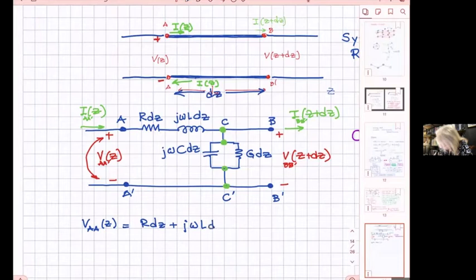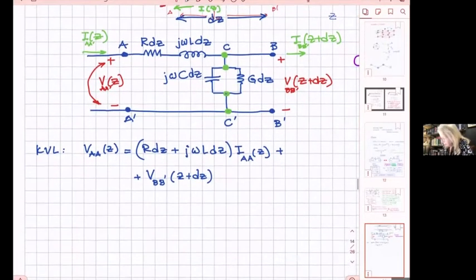So that's KVL. And that's multiplied by I AA prime of Z, and then plus the voltage at C prime, which is VBB prime of Z plus DZ. All right, and then what else do I have?